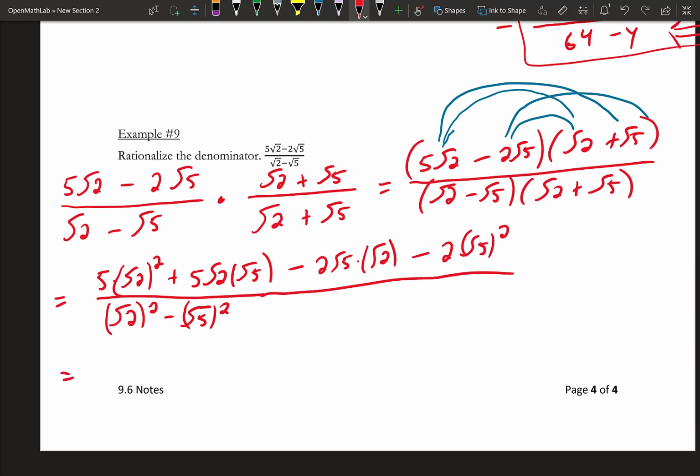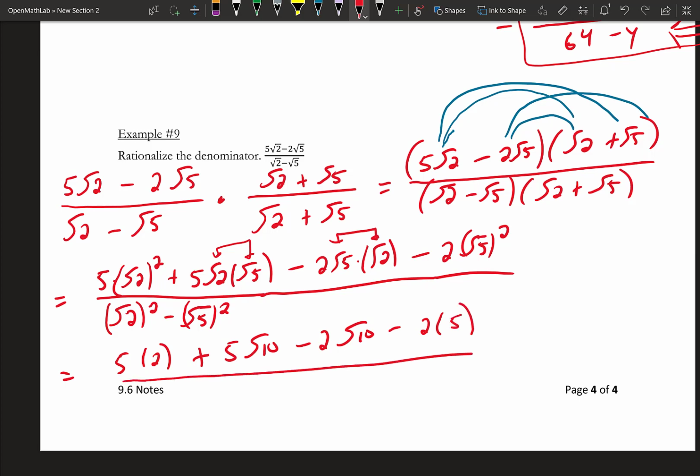Right? So radical 2 quantity squared is just 2. So this would be 5 times 2 plus, and then these two things have the same index, right? So I could rewrite that as 5 radical 10, right? Because 2 times 5 is 10. So using that multiplication property of radicals. And then same thing here. This would be minus 2 radical 10, right? Because 5 times 2 is 10. And then radical 5 quantity squared is just 5. So this would be minus 2 times 5 all over, and this would be 2 minus 5, right? Because radical 2 squared and radical 5 squared, those squares cancel out the radicals, right?